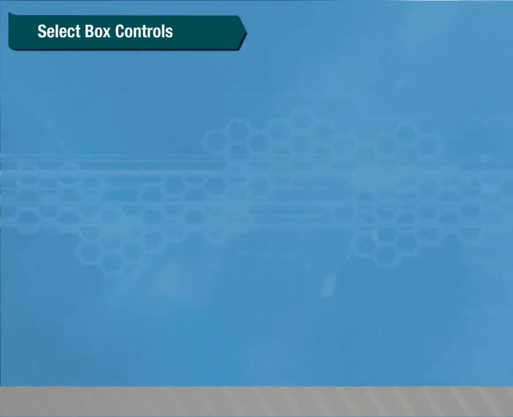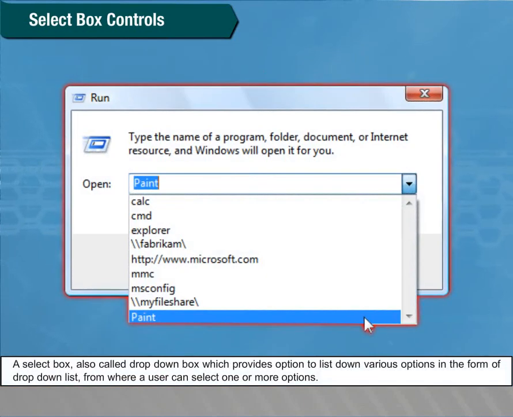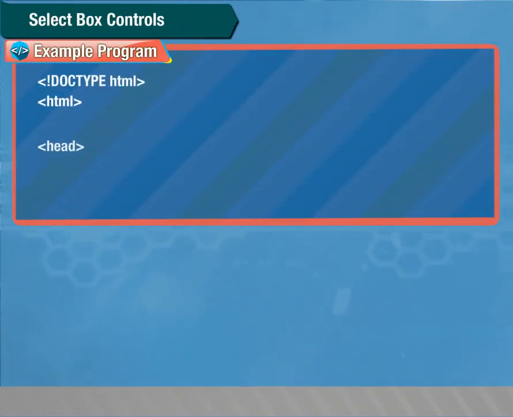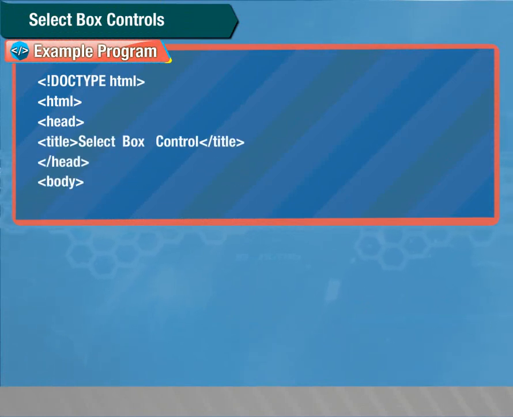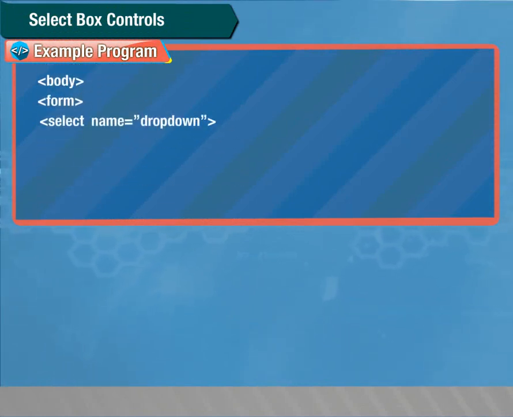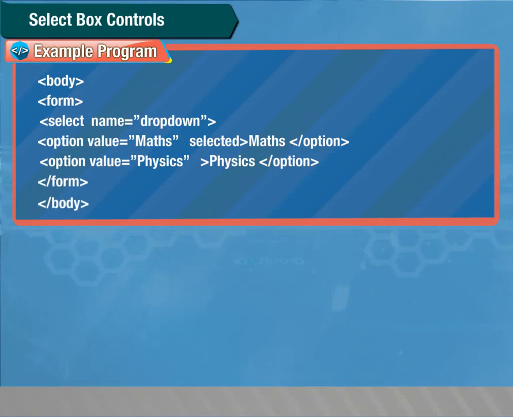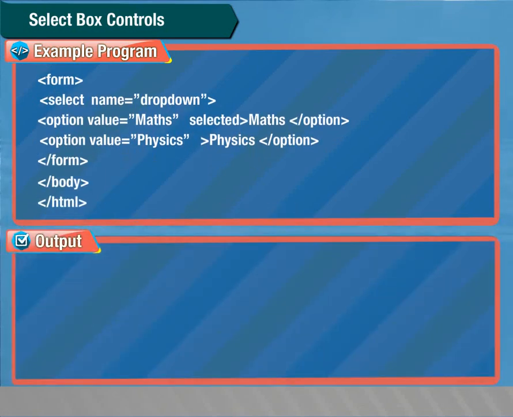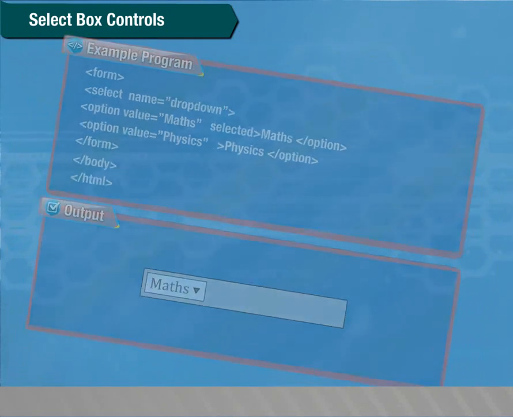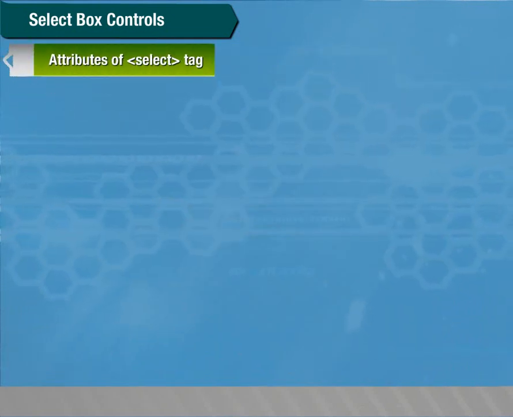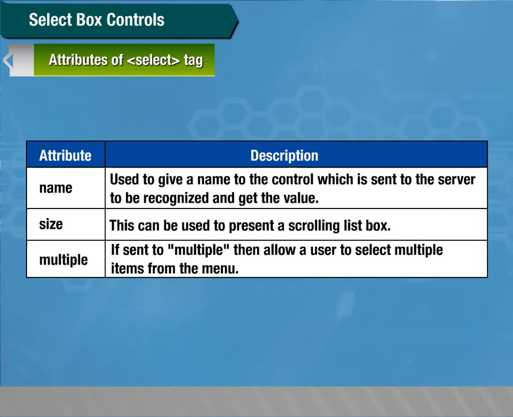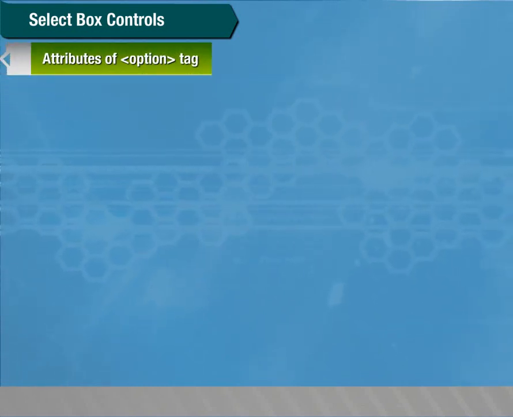Select box controls. A select box, also called a drop-down box, provides the option to list various options in the form of a drop-down list, from where a user can select one or more options. Now we can see the example program of select box control. The output of this program is shown on screen. Attributes of select tag. Attributes of option tag.